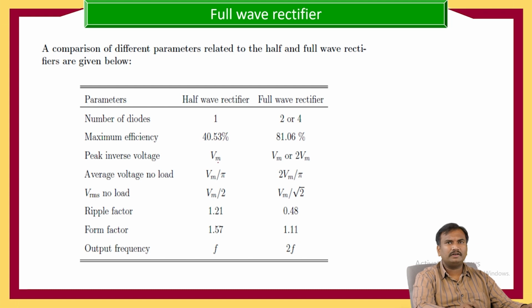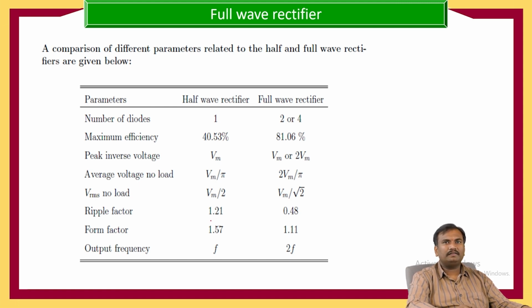Here the peak inverse voltage will be Vm for the half wave rectifier. For full wave, it is Vm for the bridge rectifier and 2Vm for the center tap rectifier. The average voltage on no load is Vm by pi for the half wave rectifier, and 2Vm by pi for the full wave rectifier. The VRMS on no load is Vm by 2 for half wave, and Vm by root 2 for the full wave rectifier.